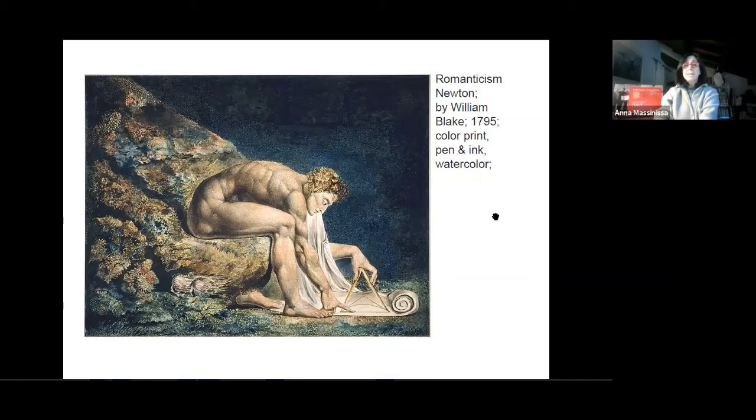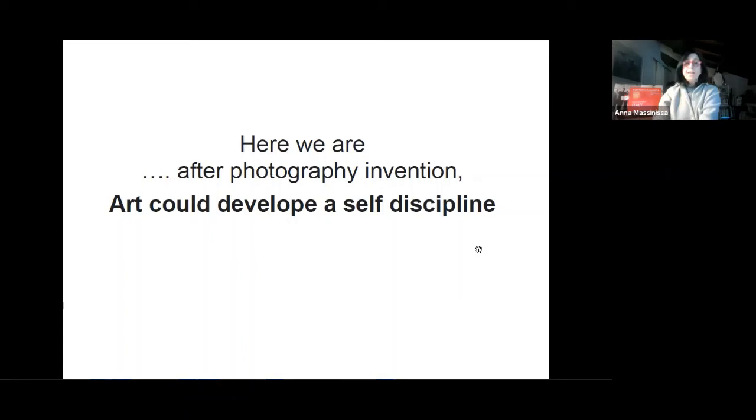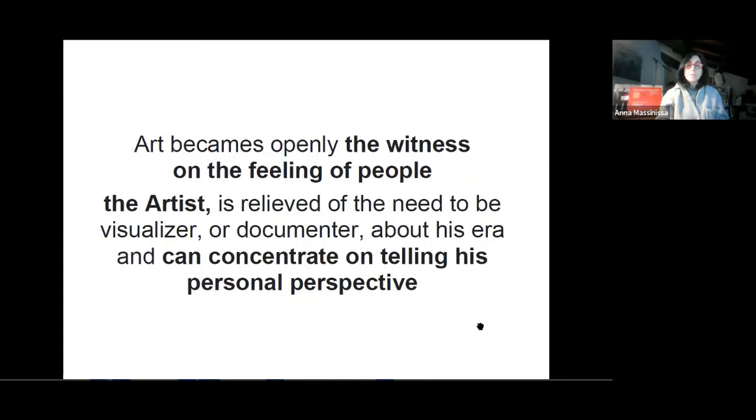And don't forget, we are coming to the art after the invention of photography, and art could develop a self-discipline. So from this moment on, you can see that the artist's personal style becomes a lot more the witness of the feeling of the people, because the artist is relieved of the need to be a visualizer or a documenter of his era and can concentrate on telling his personal perspective.